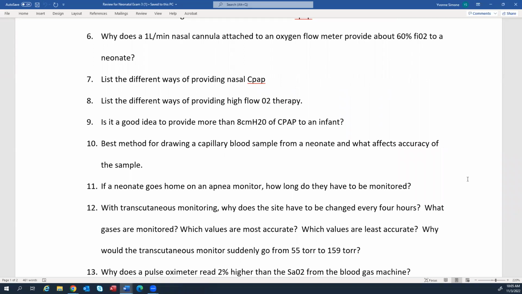If an infant goes home on an apnea monitor, how long do they have to be monitored? So make sure you look that up in your notes.